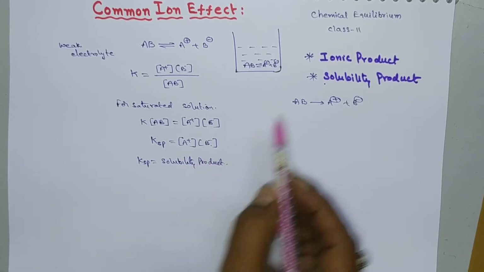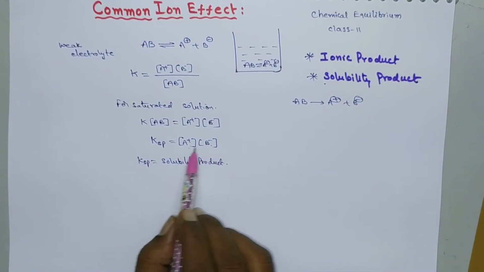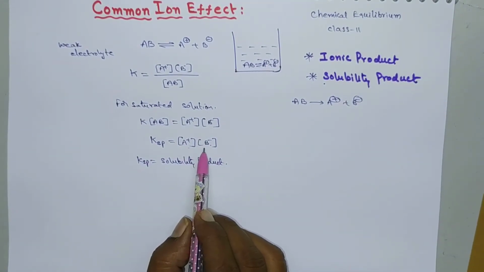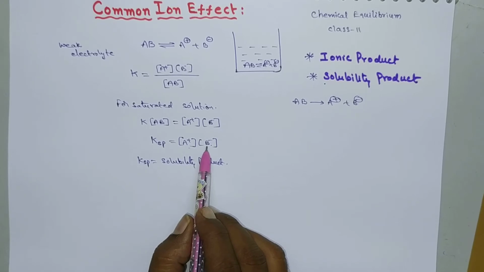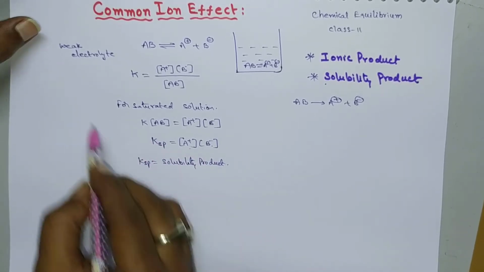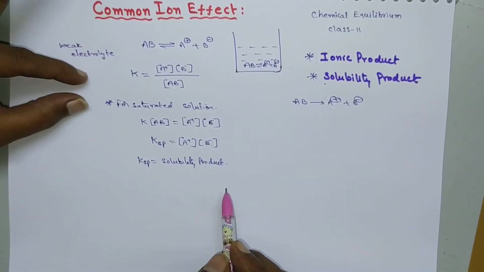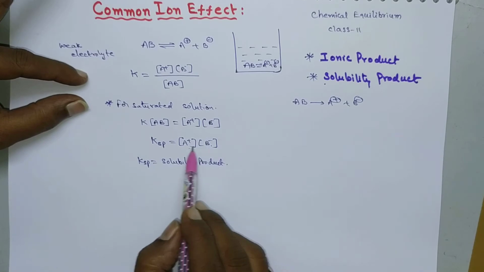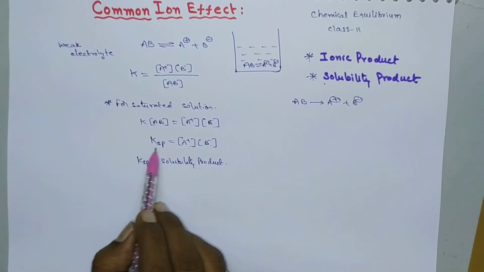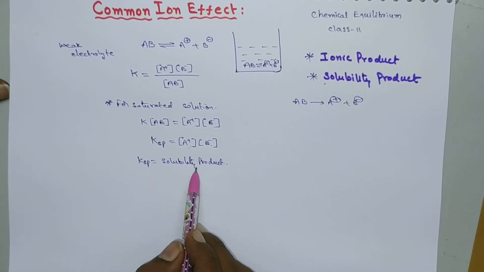So what is meant by ionic product? The product of the concentrations of ions of a solution is called simply ionic product. This ionic product is equal to solubility product for a saturated solution. So if the solution is saturated, then the product of concentrations of ions is equal to solubility product. That is the definition of solubility product.